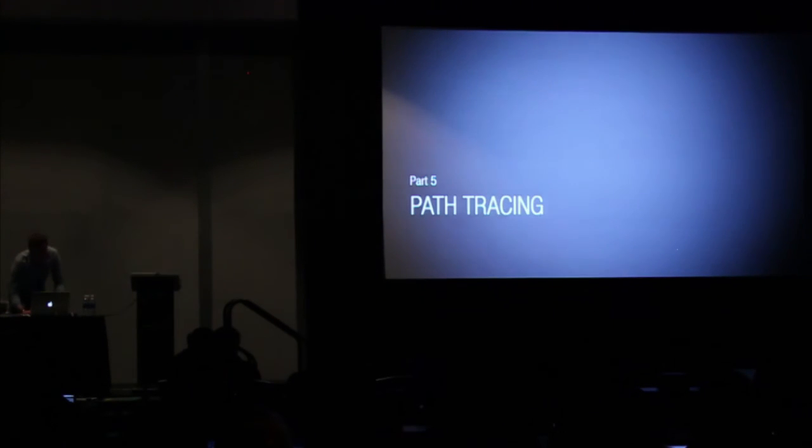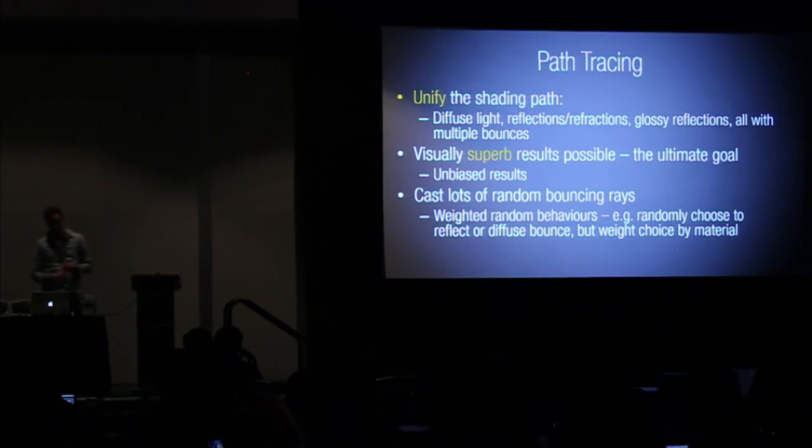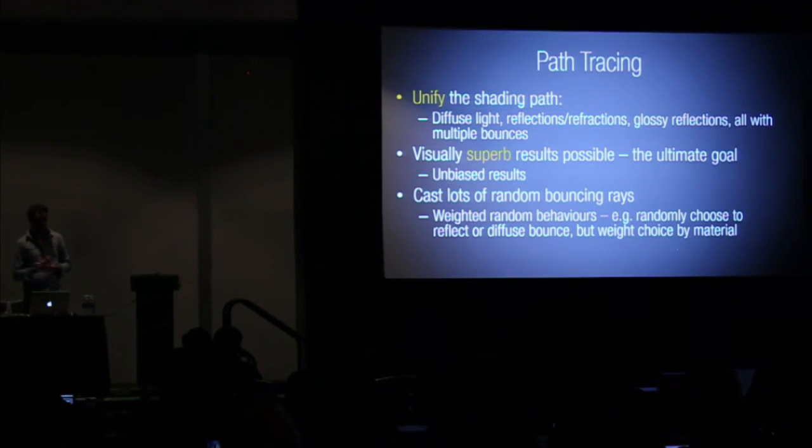Right, so moving on to path tracing. Path tracing is kind of the ultimate goal of ray tracing, I guess, in that it unifies the shading path. With path tracing, diffuse light is handled, reflections, refractions, multiple bounces, glossy reflections, caustics, everything can be handled. It brings everything together. So this is where you want to end up. This is where I want to end up. It means that visually superb results are possible. This is the closest we can probably get to a top realism renderer.